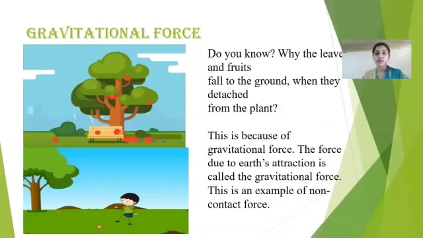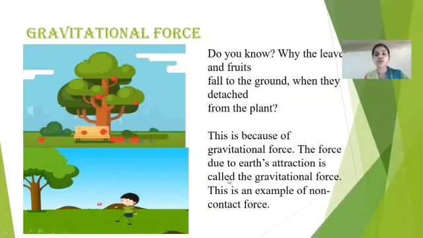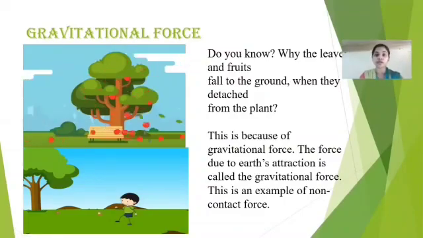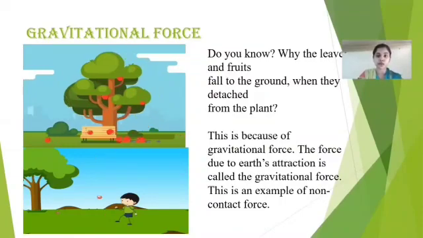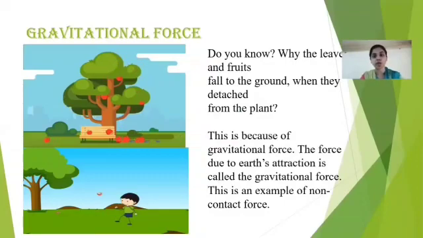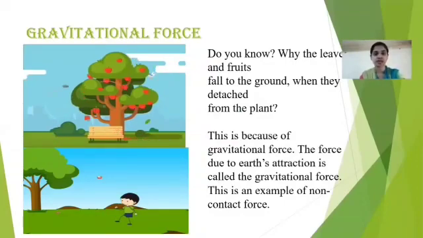Because of the earth's attraction. This is because of the gravitational force, the earth's attraction. So the force due to the earth's attraction is called the gravitational force. Whatever thing moves in an upward direction always comes back in the downward direction because of the earth's attraction, and this earth attraction is called the gravitational force. So the gravitational force is one example of a non-contact force, because here no two bodies are in contact with each other, but still they get attracted. The force is exerted on the body, so this force is called the gravitational force.